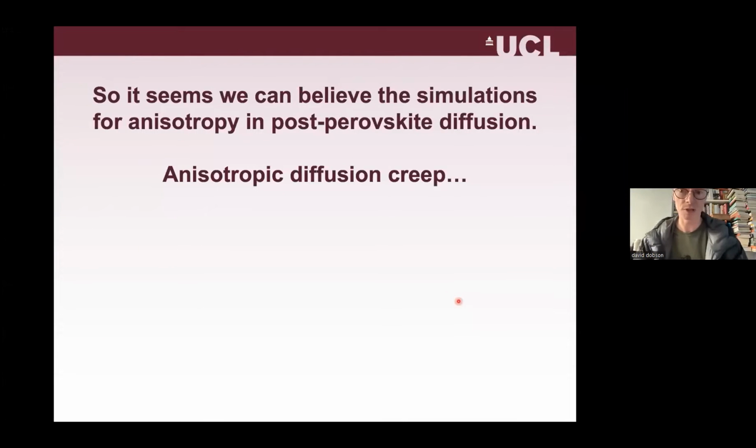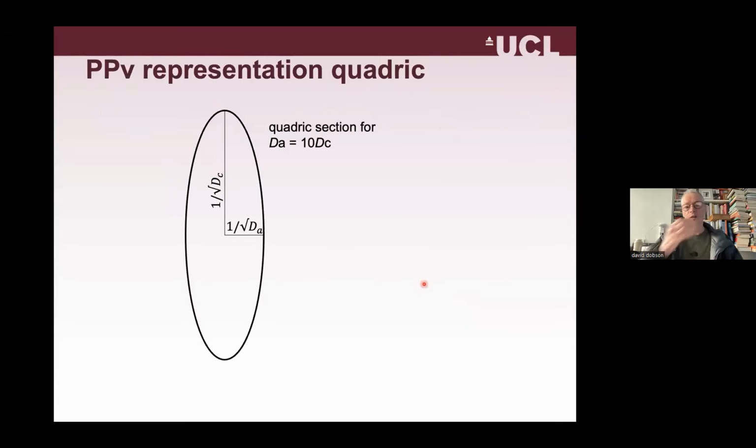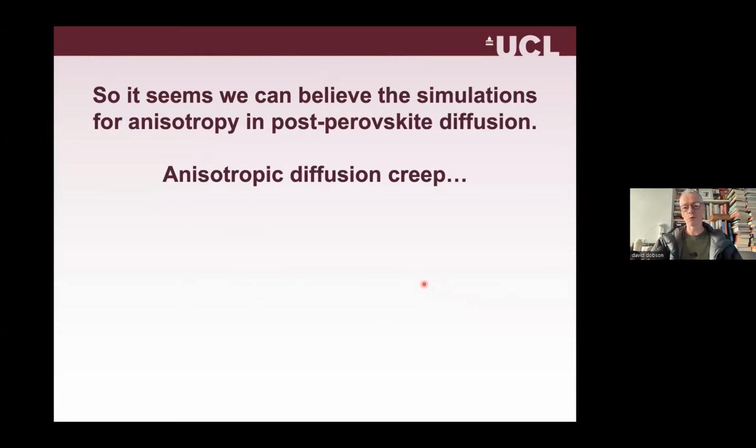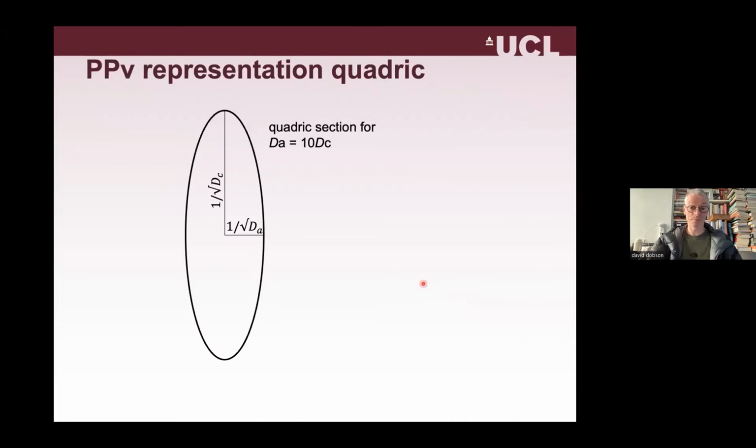in post-perovskite diffusion. So those experiments, that single crystal anisotropic diffusion experiment that I did, we saw about 3.5 orders of magnitude maximum anisotropy, and the simulations suggest that we should see up to 4 orders of magnitude of anisotropy. So it's quite a good agreement there. Okay. So now what does that then mean for anisotropic diffusion creep?